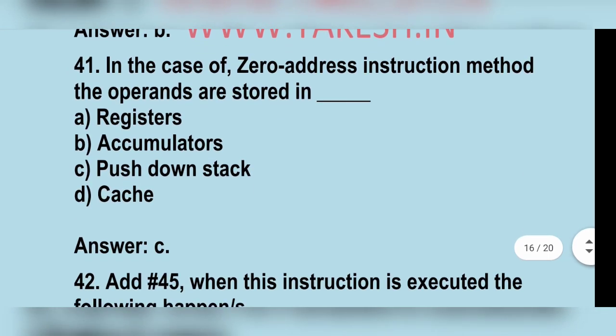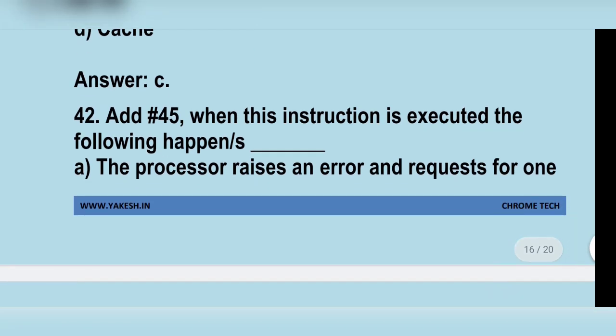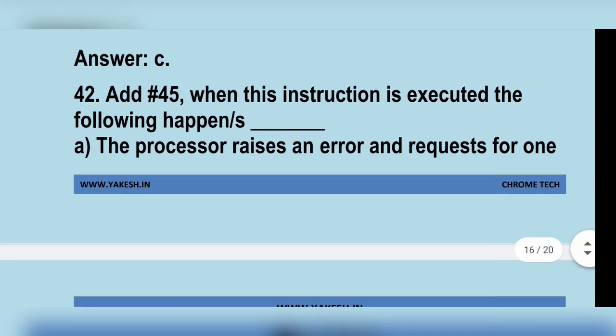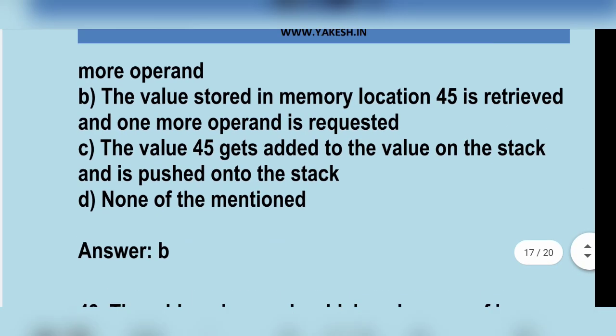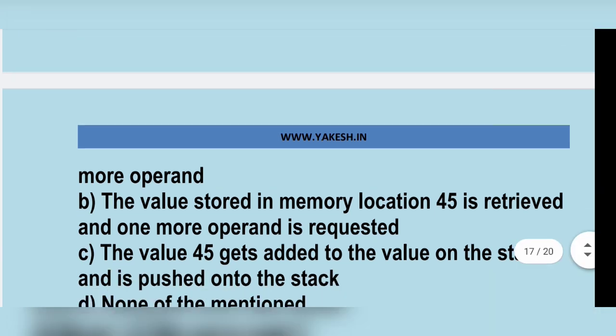Next question. In the case of the zero address instruction method, the operands are stored in a push down stack. Option C is the correct answer. Add 45: when this instruction is executed, the following happens. Option B, the value stored in memory location 45 is retrieved and one more operand is requested.